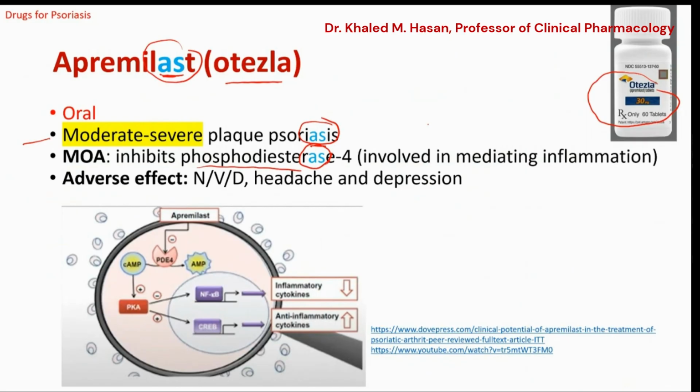If you don't know anything about the medication, but I believe you know everything now, or most of the information at least. So apremilast, moderate to severe, mechanism of action: inhibit phosphodiesterase 4, and they found this enzyme is involved in inflammation. You can read this information: nausea, vomiting, headache, and depression. Some image here shows how the medication works. You can see the apremilast here inhibits phosphodiesterase 4. Any question about apremilast or Otezla?